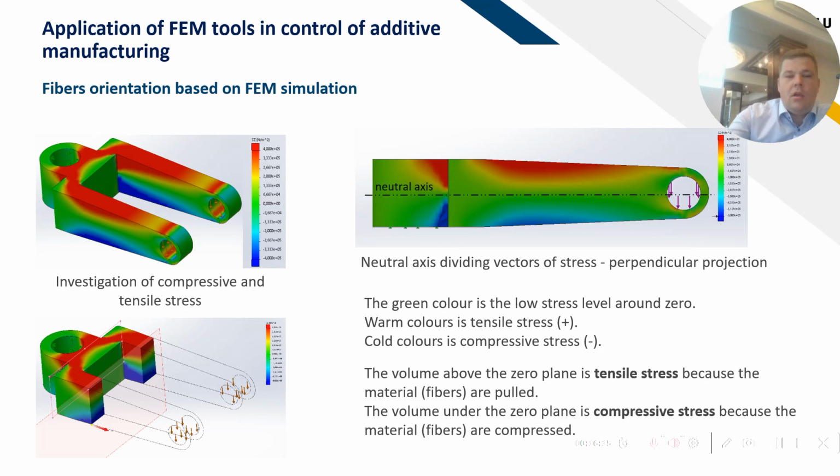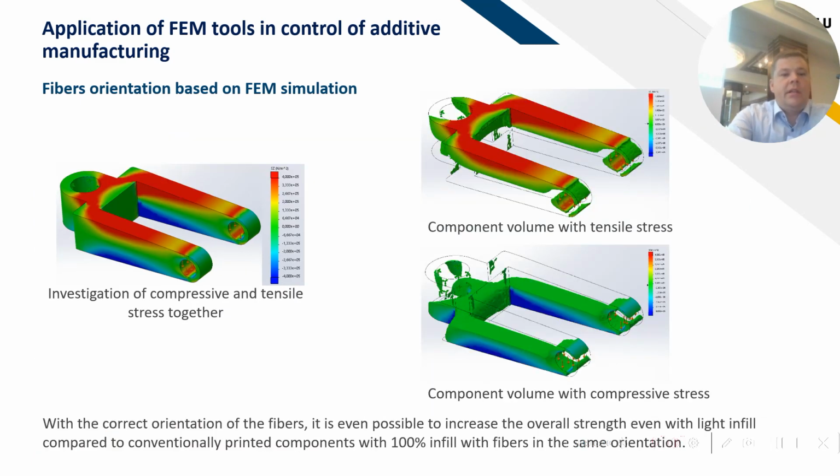And in practice, it means that we are able to divide this CAD model into separate volumes of tensile stress and volumes of compressive stress. And we can use the correct orientation of the fibers during the FDM technology, and it is even possible to increase the overall strength even with light infill compared with conventionally printed components with 100% infill.